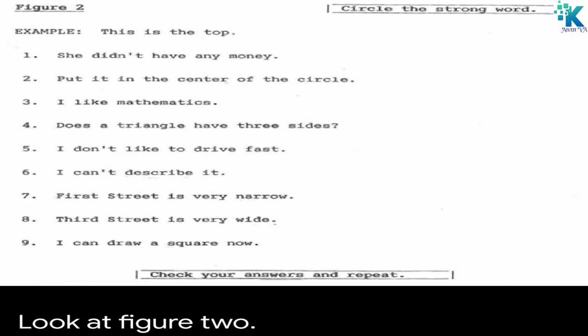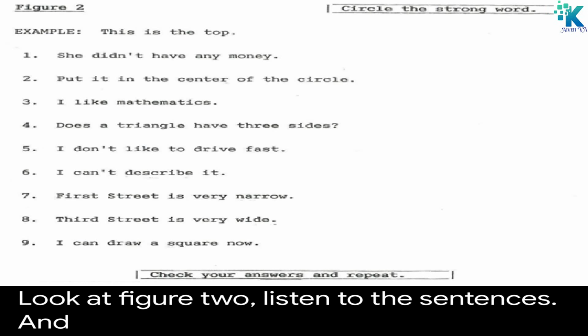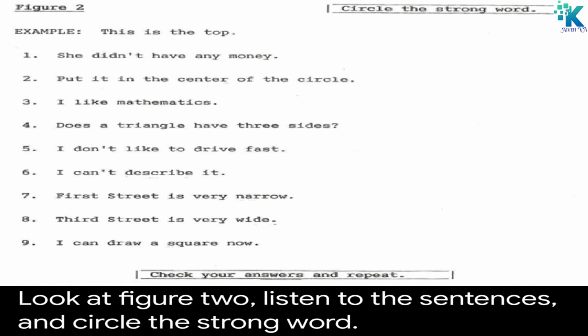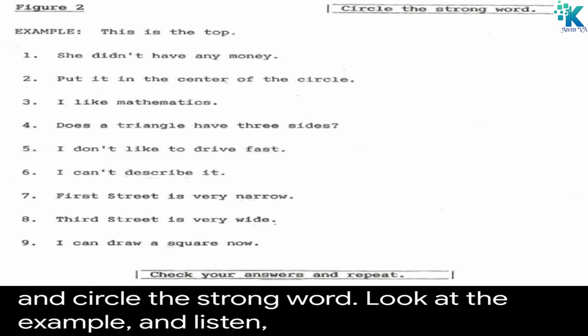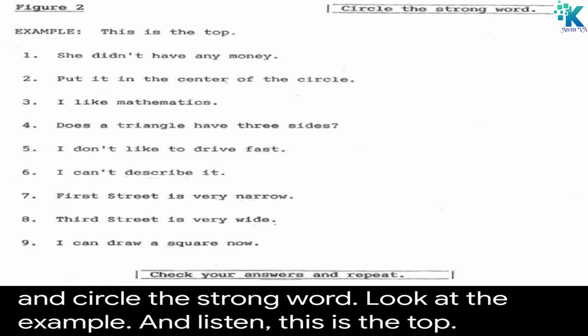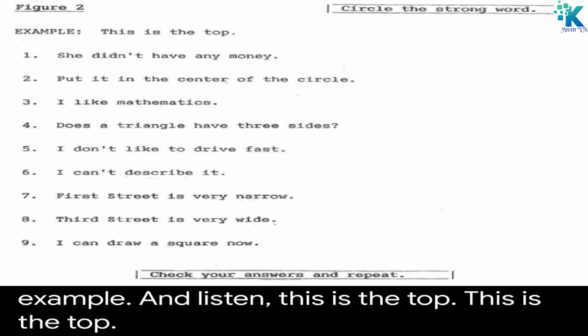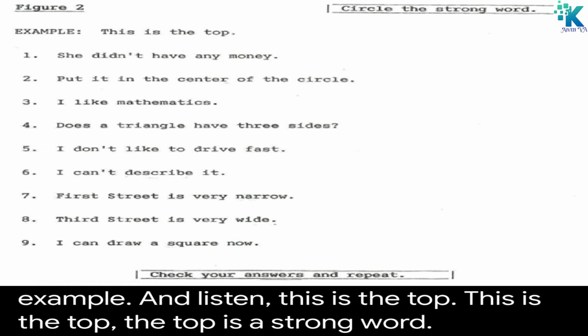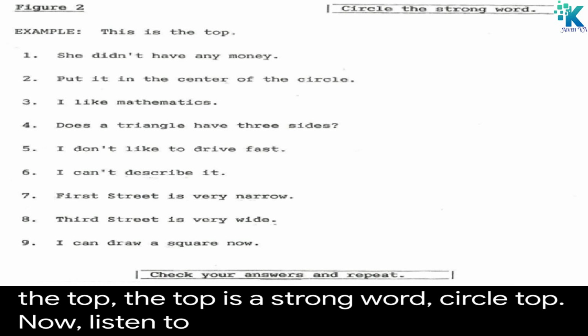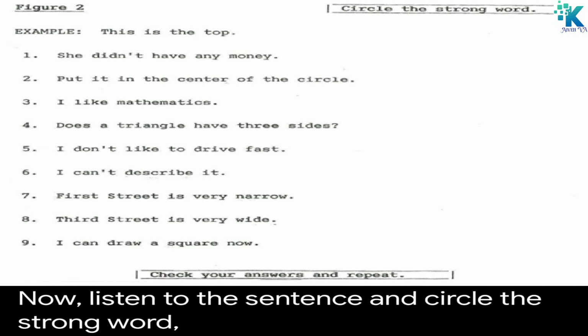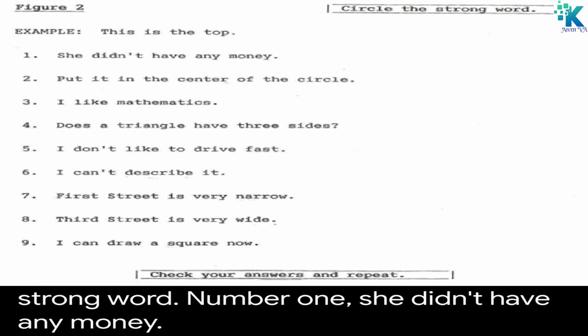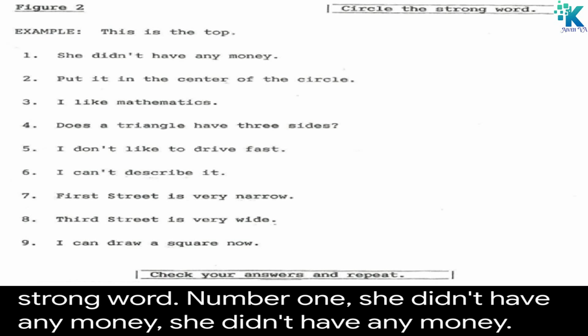Look at Figure 2. Listen to the sentences and circle the strong word. Look at the example and listen. This is the top. Top is the strong word. Circle top. Now, listen to the sentence and circle the strong word. Number 1. She didn't have any money.